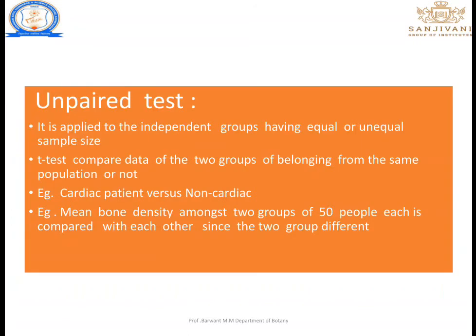The unpaired test is an independent test. It does not depend on the population or on each other, and has equal or unequal groups. The t-test compares two groups belonging to the same or different populations, such as cardiac patients and non-cardiac patients.